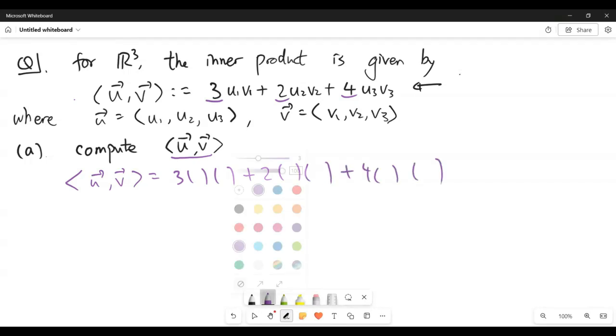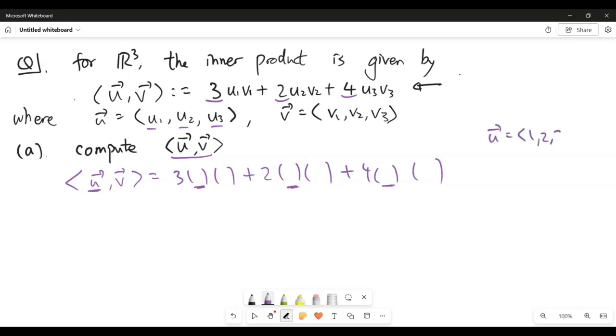Please keep the positioning in your mind. For the first vector, the coordinates appeared here. Now for the vector u. Let's say the vector u given is like this. Let's say the vector v given is like this. We can start the calculation now.